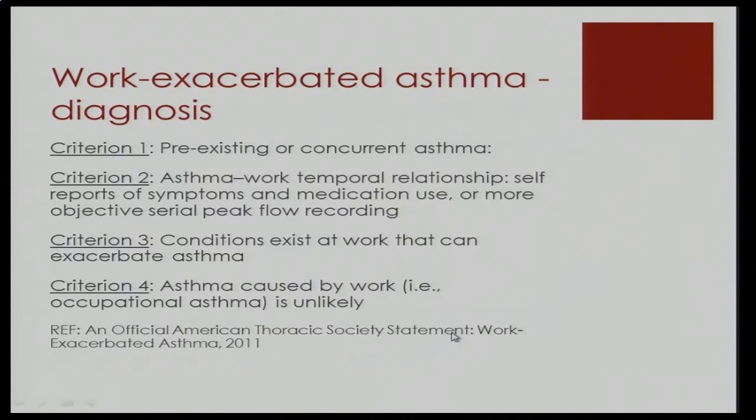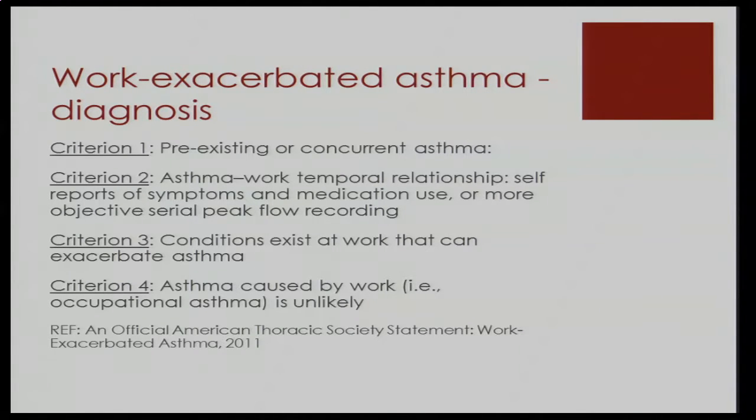So these are the criteria that were published by the American Thoracic Society for the diagnosis of work-exacerbated asthma. And I think they are useful. We haven't at this point developed Australian criteria, but it is a work in progress at the moment. There are four criteria. The first is that the worker has pre-existing asthma or developed concurrent asthma, so their asthma developed as an adult but not actually due to work. Or their asthma has a temporal association with their work.